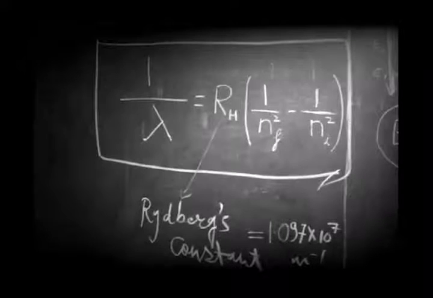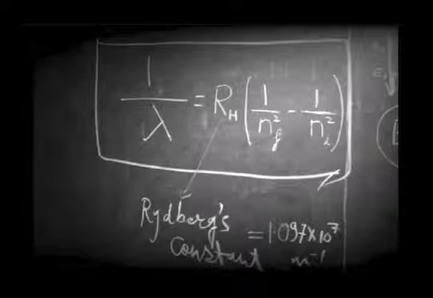So this is the famous Rydberg formula we all know about, where lambda is the wavelength of the light, where n represents the principal quantum number for energy levels of an electron, with nf being final energy level and ni being the initial one, and Rh is the Rydberg constant, as shown.